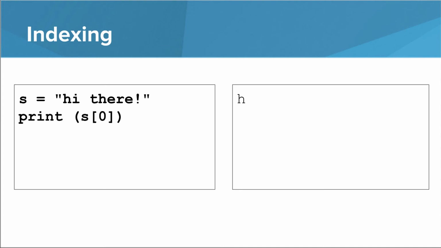In this example, we're printing the 0th character. We can also print the second character, which doesn't show up because it's a space. And we can print the negative first character, which is the last character.